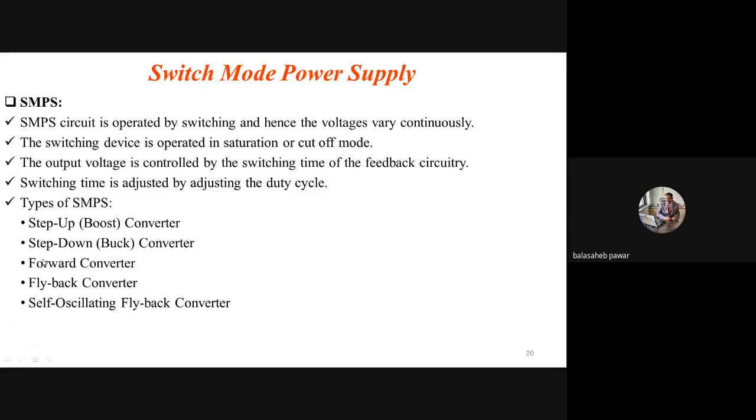So there are various types of SMPS, like step up converter. Another name is boost converter. You have to remember this word. Okay. So step up converter is also known as a boost converter, or step down converter, which is also known as a buck converter, then forward converter, flyback converter, self oscillating, etc. Right. So out of these, in your syllabus, the first two are mentioned, that is step up converter and step down converter, that is buck and boost.